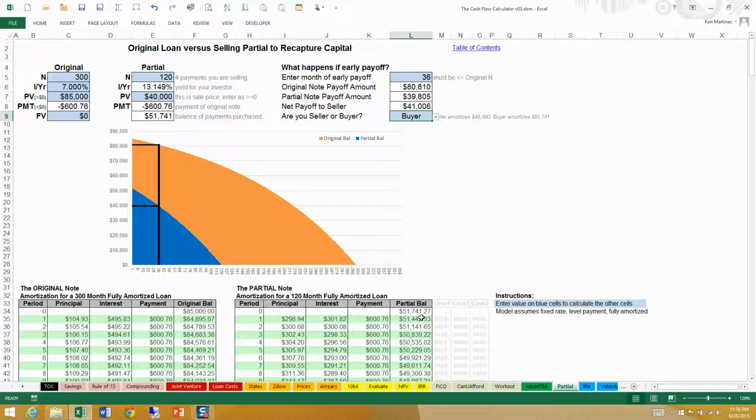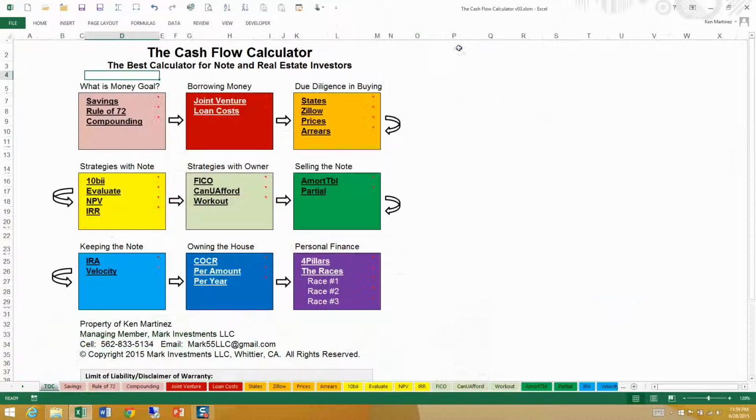So there's no right or wrong way to do this. It's just a matter of what you negotiate. But if you're the seller or the buyer, you may want to try to negotiate basing your partial amortization on this if you're the seller, or this if you're the buyer, because it's going to affect your early payoff amount. Anyhow, that's all I have for this. Let's go back to the beginning, and that's it.